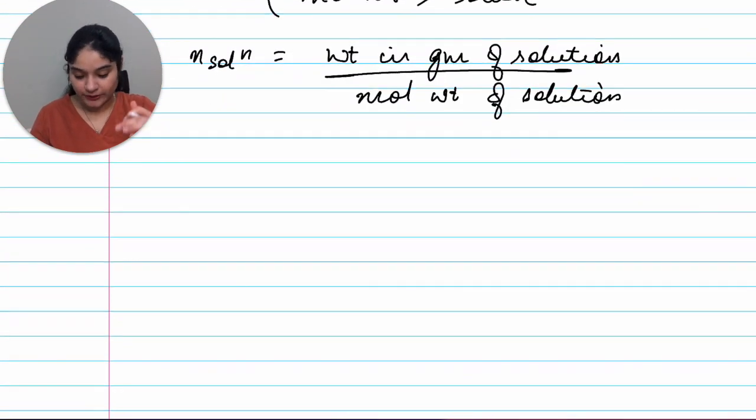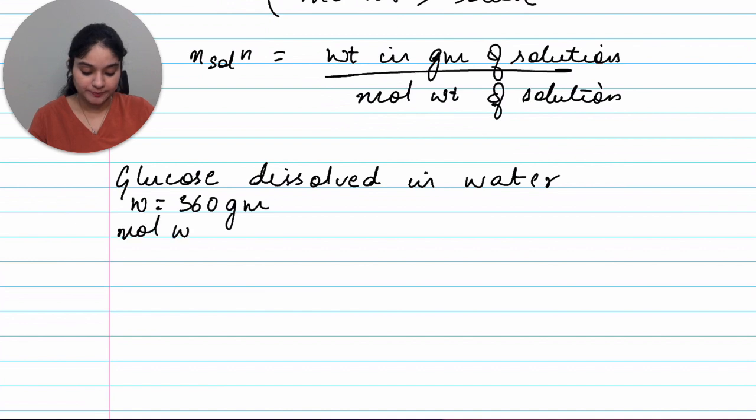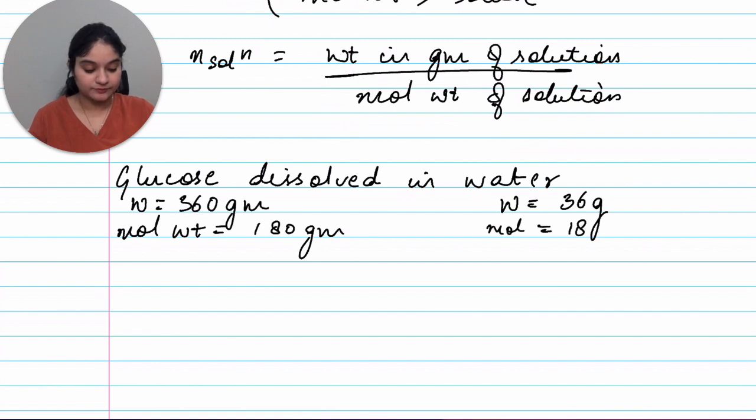For example, let me take an example. Let's say you have glucose and you are dissolving glucose in water, and I tell you that the glucose weight is 360 grams and the molecular weight is 180 grams, and for water the weight in grams I have is 36 grams and the molecular weight I have is 18.